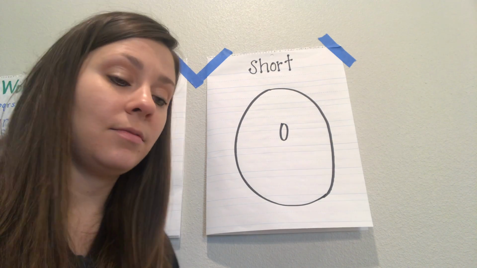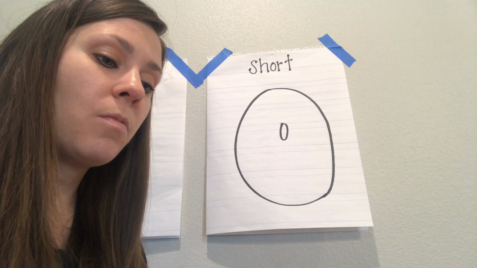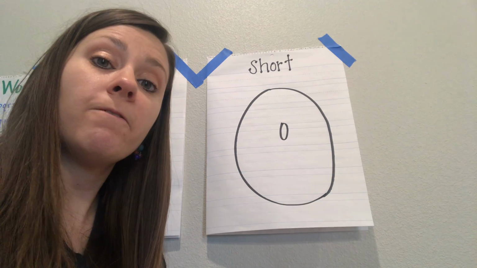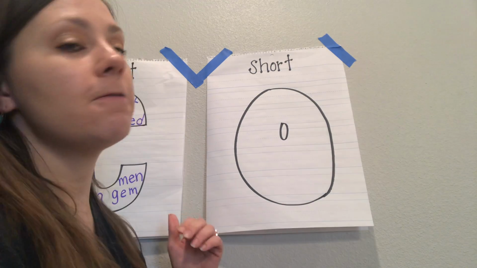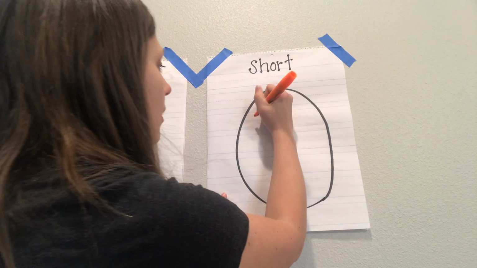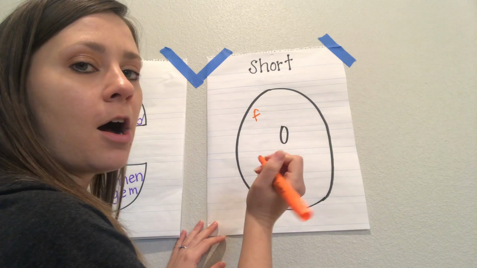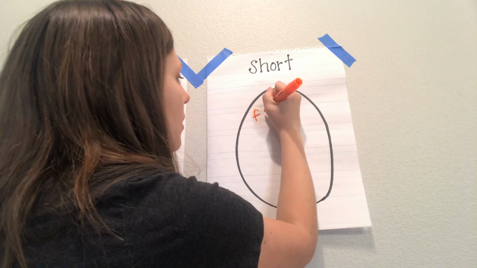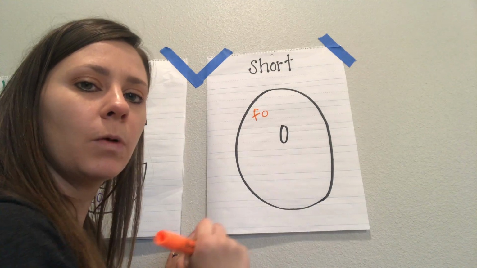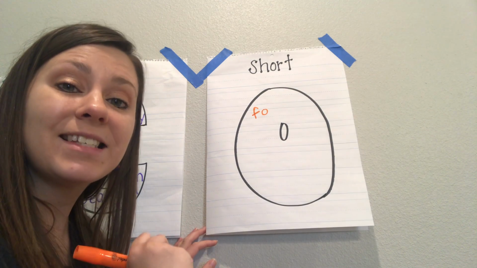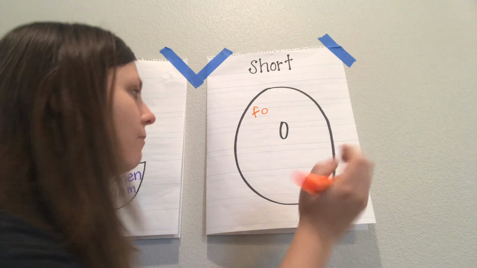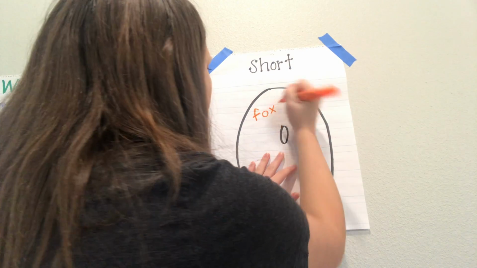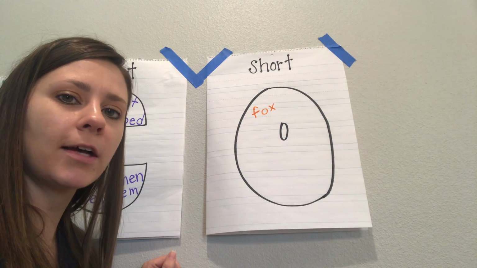Okay? So let's start with, how about fox? Help me spell fox. F. O. Ox. What goes x? Not s, but x. X. Fox. F-O-X. Fox.